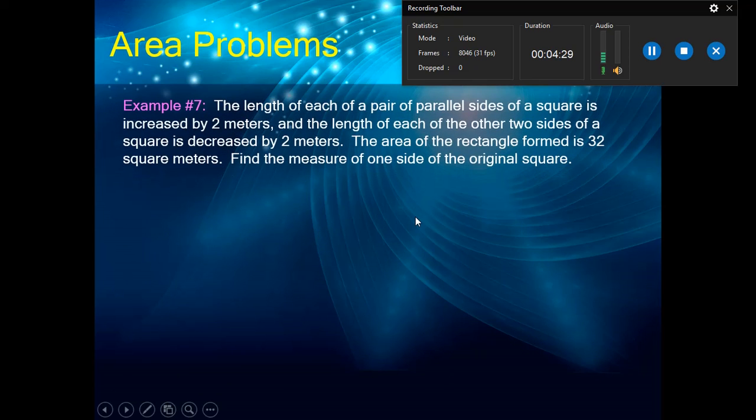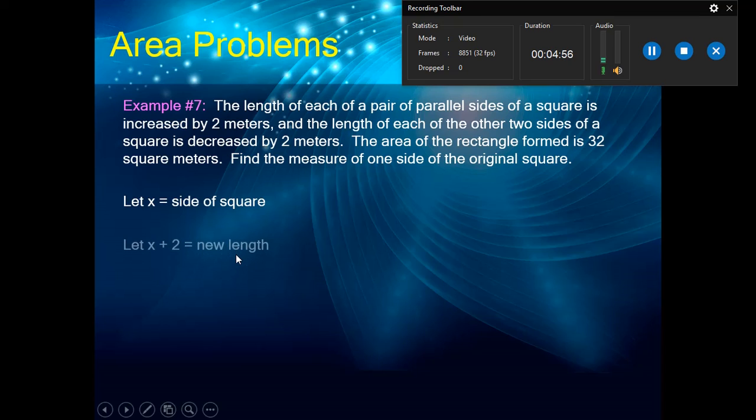In example number 7, this problem is a little trickier. It says the length of each of a pair of parallel sides of a square. We're starting with a square, but we're going to change the dimensions to make it a rectangle. So one set of parallel sides will be increased by 2, and then the other 2 sides will be decreased by 2. I'm going to start by defining x as the original side of the square.